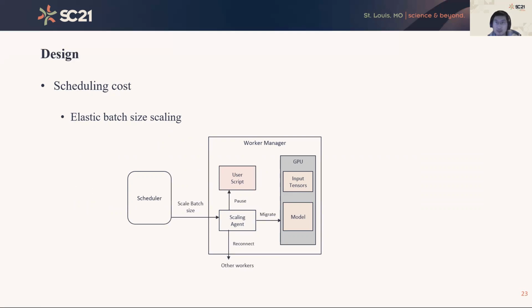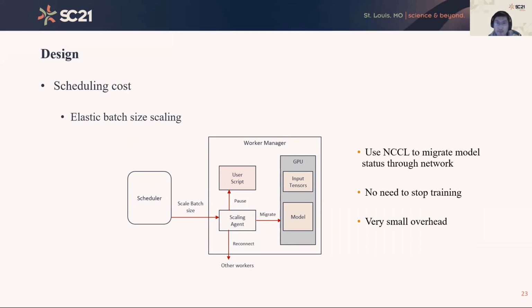When the job needs scaling, the agent gets new configurations from the scheduler and pauses the training. Then it reconnects other workers and uses NCCL to synchronize its model through the network. The migration can be completed at the end of any training step with very small overhead because we do not need to stop the training. And finally, the scaling agent resumes the user script to continue the training.